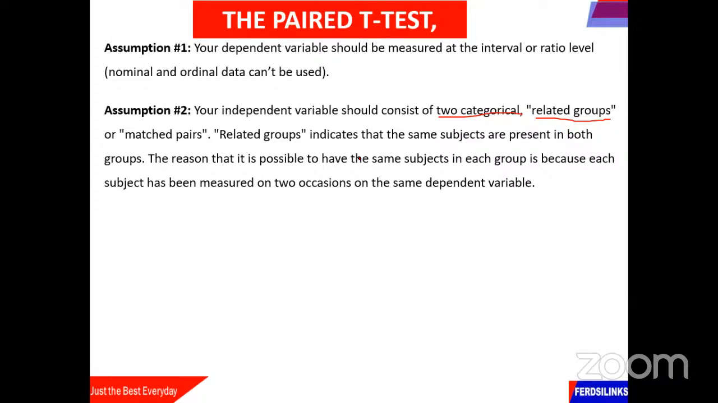So the reason is that it is possible to have the same subjects in each group measured at two different intervals or two different occasions. We've just given the example. Measuring happiness over time, or maybe at two different times. What is the level of happiness? The level of happiness varies when maybe you just meet somebody for the first time, and as you progress, does it change? We can also measure that.